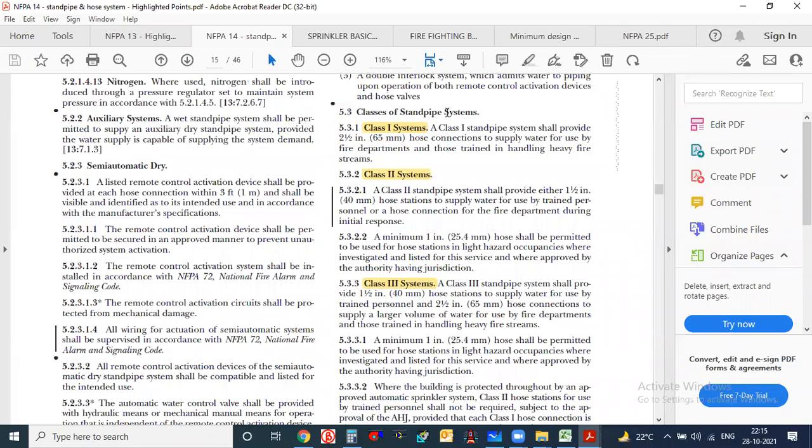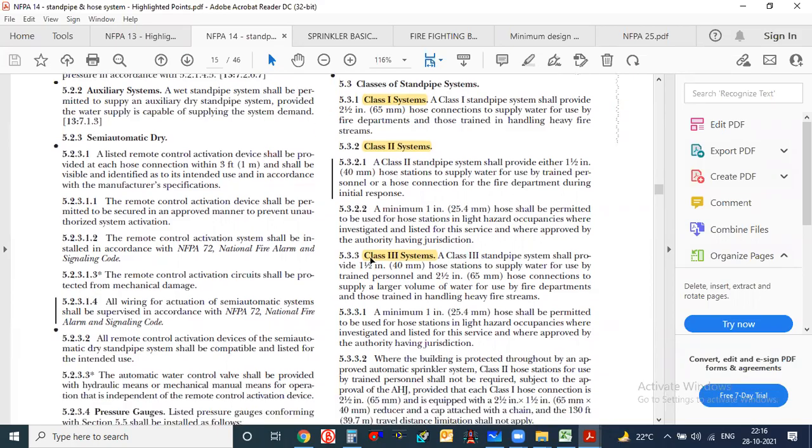This is simple, but mostly we follow the Class 1 system only, because most of the hose diameters are 65 mm. If it is 40 mm, then we can go with Class 2, but mostly it is the Class 1 system. And here it is telling that a minimum 1 inch hose shall be permitted to be used for a hose station in light hazard occupancy where listed for the service.